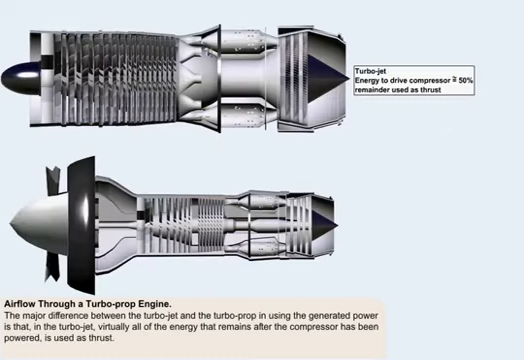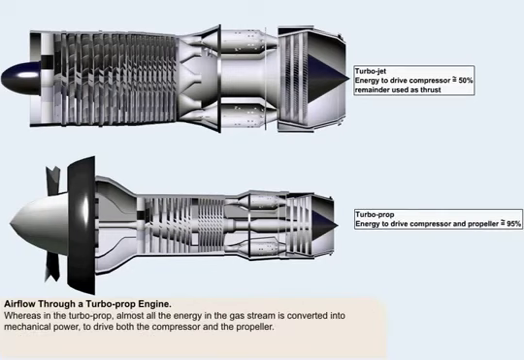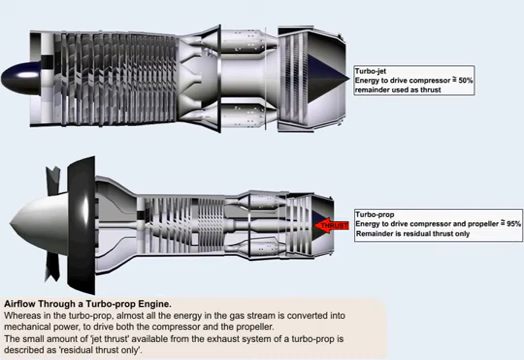The major difference between the turbojet and the turboprop in how they handle the generated power is that in the turbojet, virtually all of the energy that remains after the compressor has been powered is used as thrust. Whereas in the turboprop, almost all the energy in the gas stream is converted into mechanical energy to drive both the compressor and the propeller. Only a small amount of jet thrust is available from the exhaust system of a turboprop with an efficient turbine. It can fairly be described as residual thrust only.